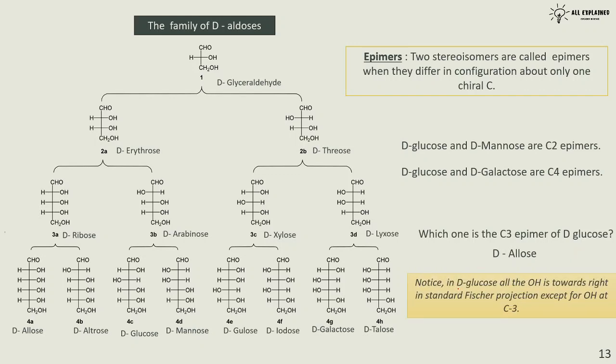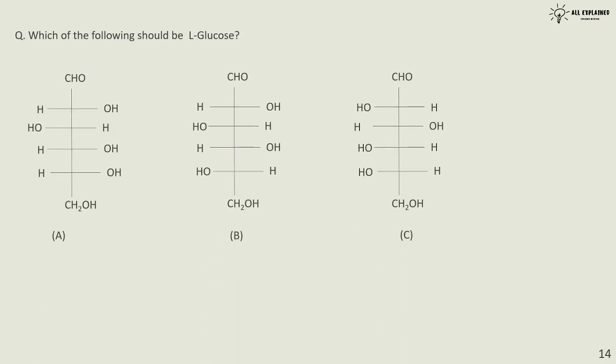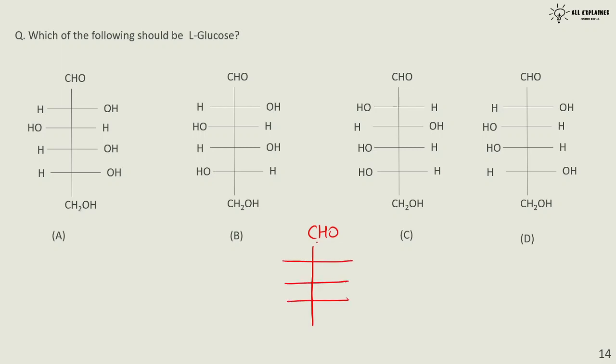So to memorize the Fischer projection of D-glucose, and then using epimerism, it will be very easy to determine some other structures. Now let's see which of the following should be L-glucose. These are the options. You know what D-glucose is, right? We discussed just now that D-glucose is something like this: 1, 2, 3. At the third carbon, the OH is at the left, otherwise all other OHs are on the right.